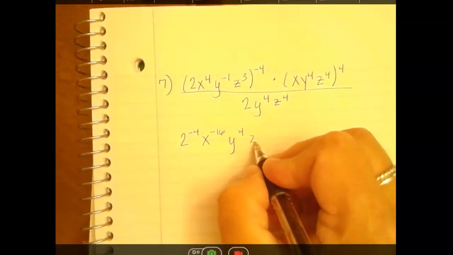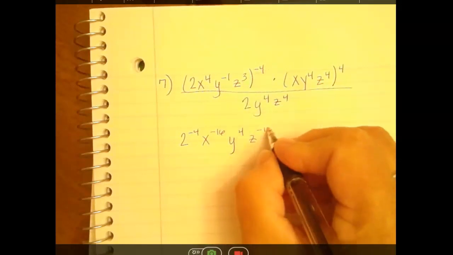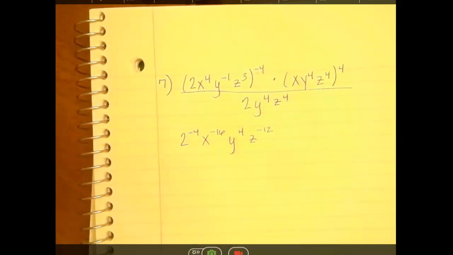Z to the 3rd power times negative 4. 3 times negative 4 is negative 12. So now when I'm multiplying by that exponent outside, it's changing around some of the signs of those numbers, right? So you got to be careful about that.